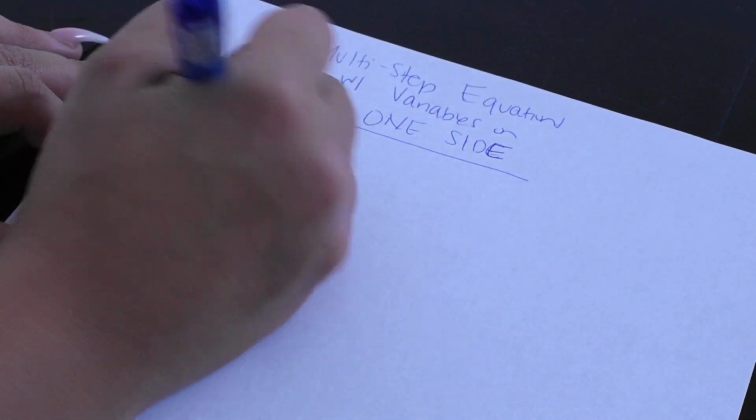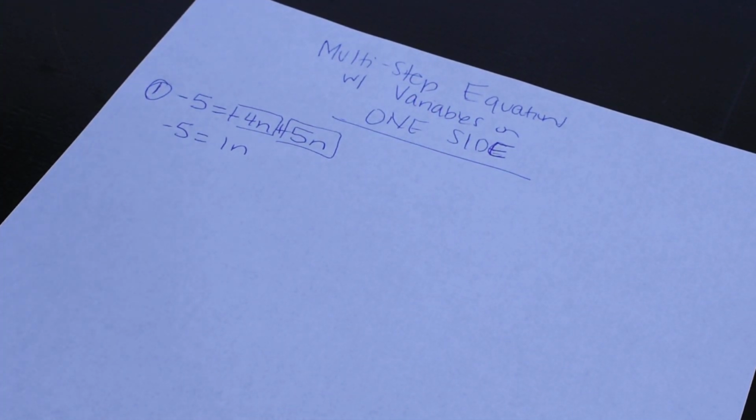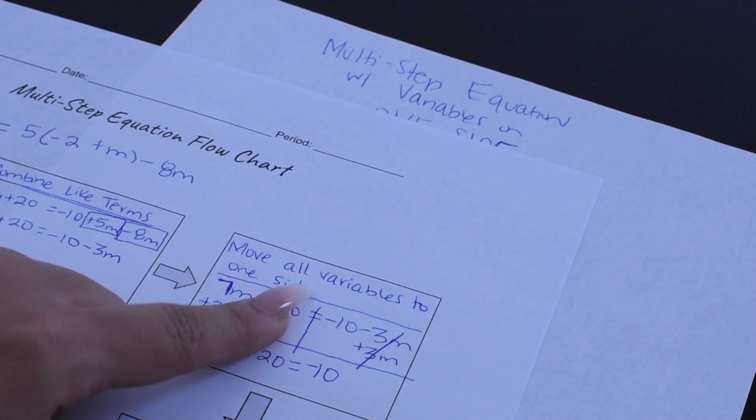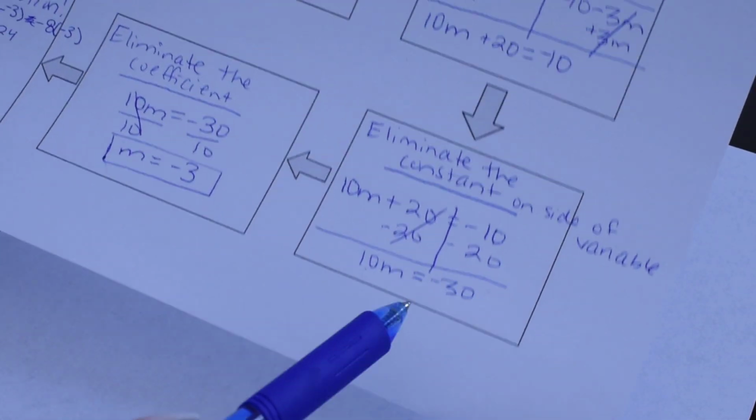So negative 5 equals negative 4n plus 5n is just 1n. Cool. Next step. Now it just looks like a one-step equation, but I'm gonna still follow my flow chart. Move all variables to one side. All variables are already on one side. Next step, eliminate the constant.